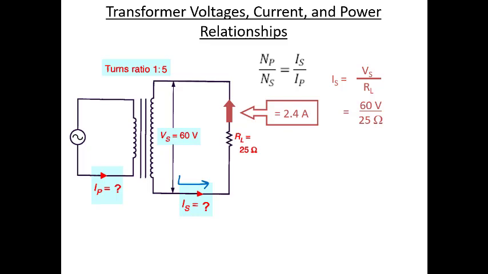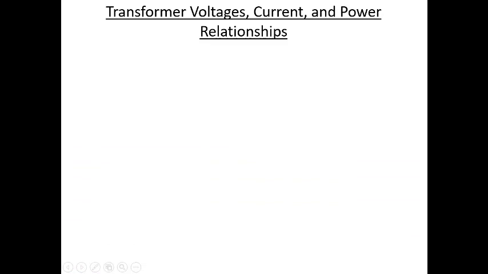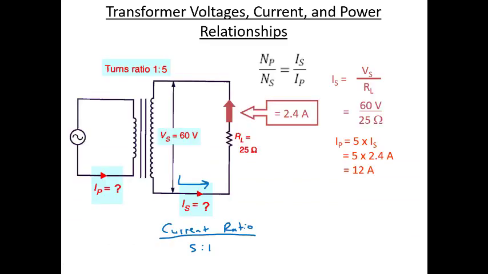Now, we need to remember that when we have a turns ratio of 1 to 5, that means that the current ratio is going to be 5 to 1. That means we're going to get 5 times as much current on the primary as on the secondary. So we need to multiply the secondary current, the 2.4, times 5 in order to get the primary current, which should be 12 amps.